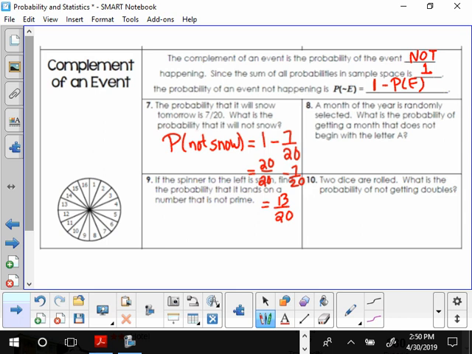Makes sense? All right, number 8, a month of the year is randomly selected. What's the probability that it does not begin with the letter A? So not A would be 1 minus the probability of A as your first letter. How often does that happen with months? 2, April and August, right? So what would be the complement to 2/12? It would be 10/12, good. It would be 12/12 minus 2/12. Or if you reduce it, you're going to get 5/6.